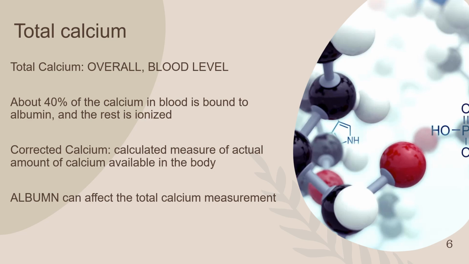So total calcium is the overall level of calcium within the blood. About 40% of the calcium in the blood is bound to albumin, and the rest is ionized. That just means that it's free within the circulation and available for use. Corrected calcium, as mentioned, is the calculated measure of the actual amount of calcium available in the body, where it's corrected for the amount that's attached to albumin, which affects the overall total calcium. We look at the true serum calcium in the body, then account for the amount bound to albumin, and that gives us the corrected value, which really helps in an accurate assessment.